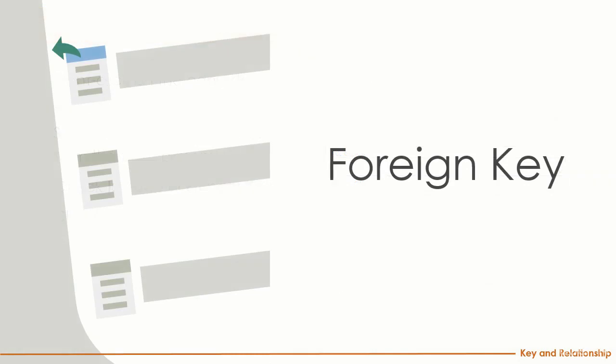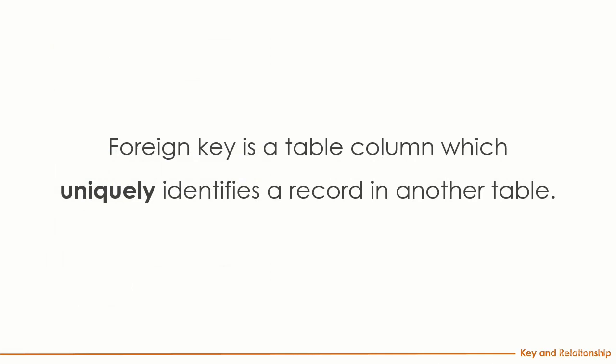After talking about the primary key, let's talk about the foreign key. A foreign key is a table column. Again, it's a table column, and it uniquely identifies a record in another table. So it's used to identify the record in another table. The primary key is in our own table.